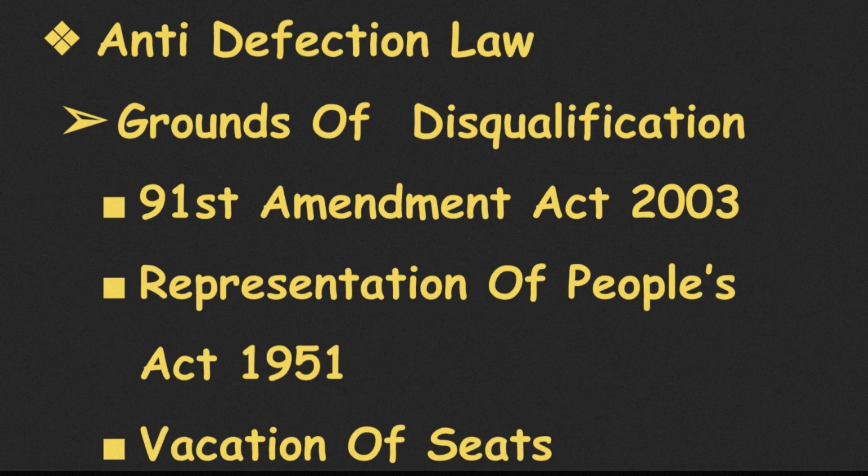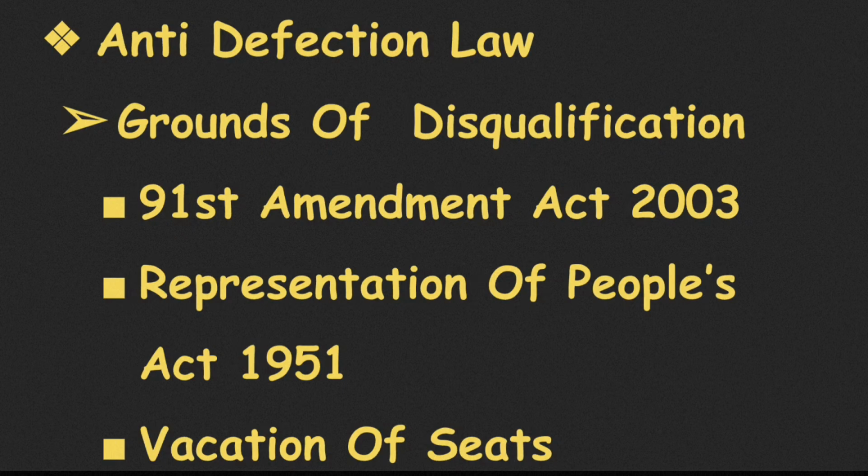A member of a legislature is not to be disqualified when his or her original political party merges with another political party and he claims that he and any other members of his original political party have become the members of such political party or of a new political party formed by such merger. The merger of the original political party of a member of a house shall be deemed to have taken place if not less than two-thirds of the members of the legislature party concerned have agreed to such merger.